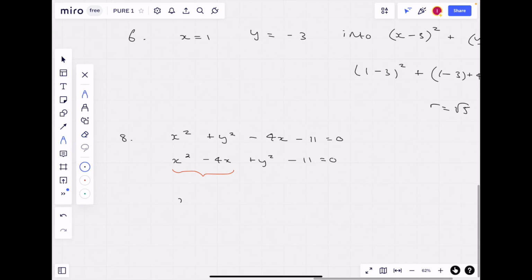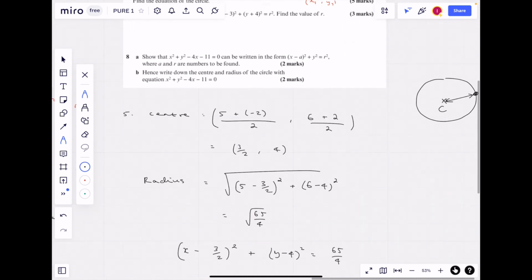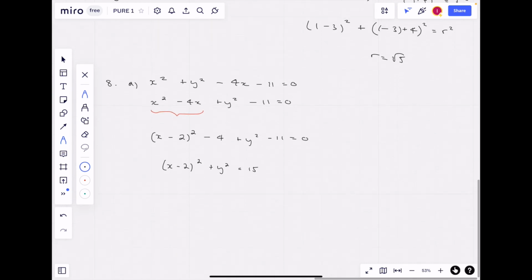When you complete the square, you end up with this. Then you've got plus y squared minus 11 equals 0. You group the numbers, you take them to the other side, and you are left with this. So that's part A. Part B says, hence write down the center and the radius.